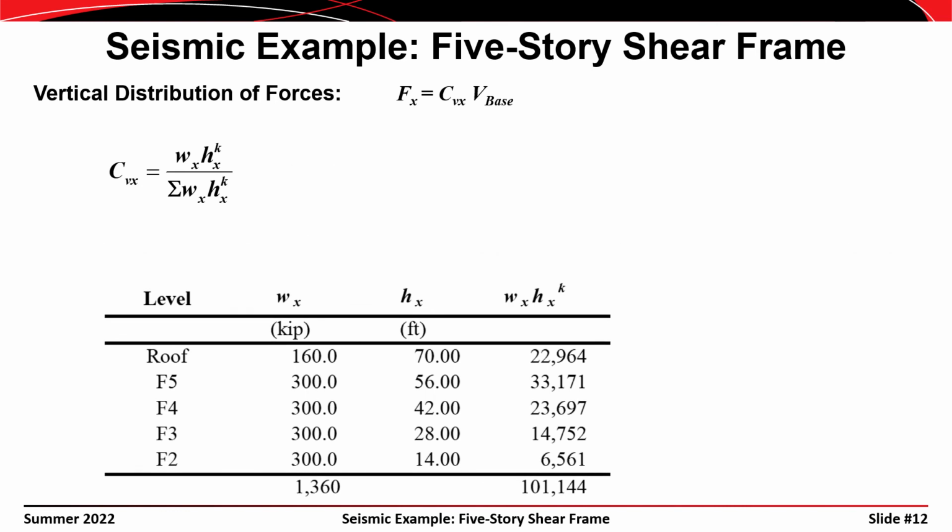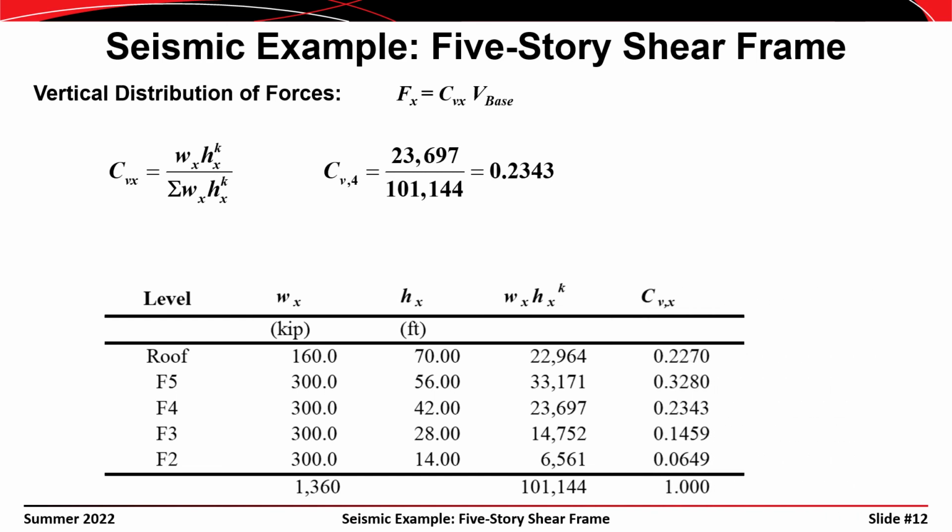Next, we can calculate C sub Vx, the vertical distribution factor for each of the floors. Using the fourth floor again as an example, C sub V for the fourth floor would be equal to 23,697 divided by 101,144, or 0.2343. Doing that for each of the levels within the structure, we can then calculate the forces for each of the levels by multiplying C sub V for the level times the base shear. For example, for the fourth floor, we would calculate the force as 0.2343 times 140.9 kips, or 33.01 kips.